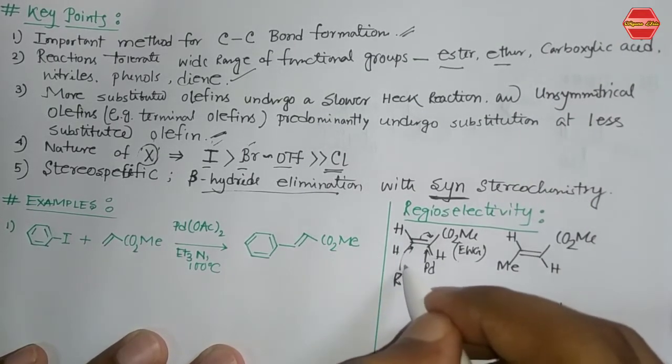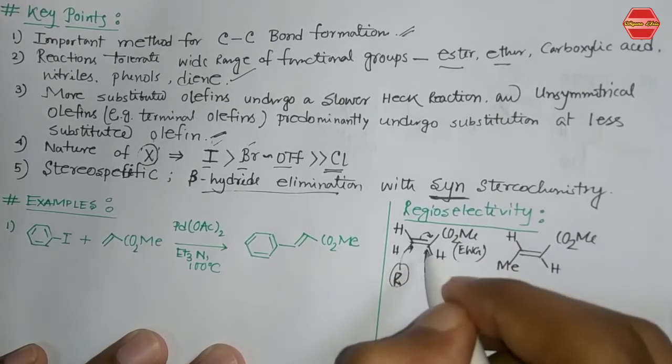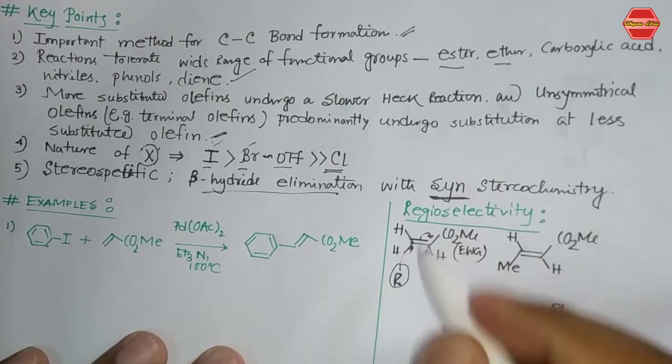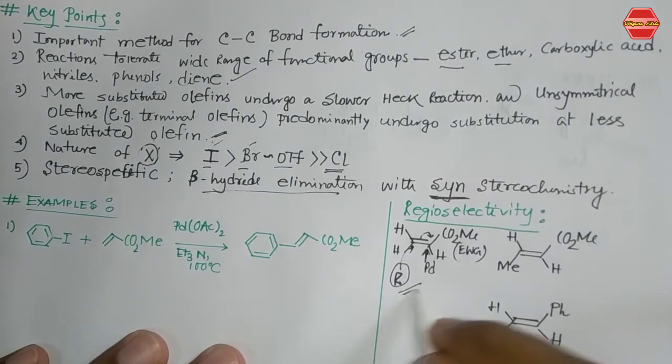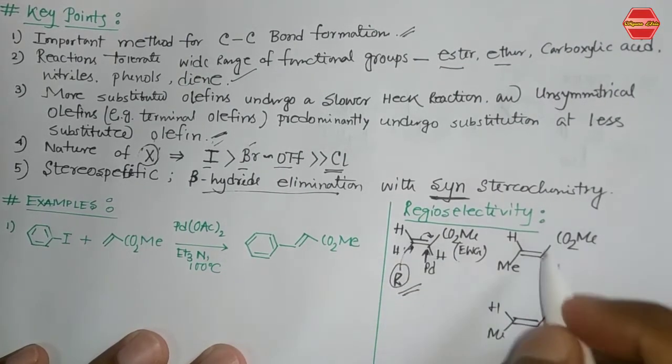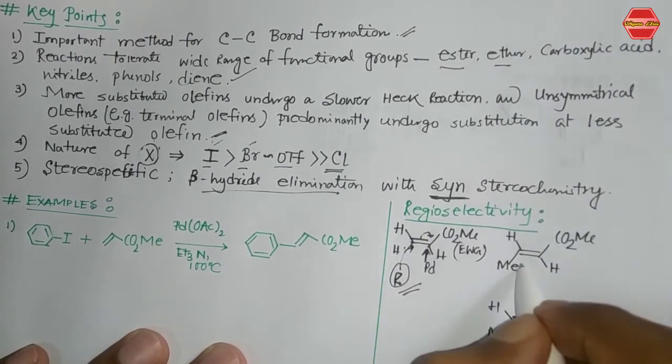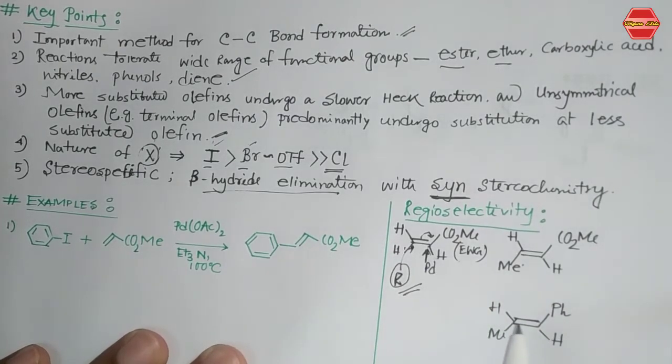So it can attack in this position, but the palladium will attack in this position. So we are getting the final compound as a major product. This R will attack in this position. Similarly, if we have this compound, the major ratio will be changed comparatively.